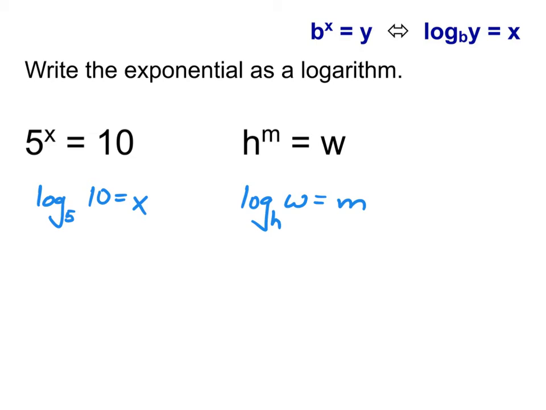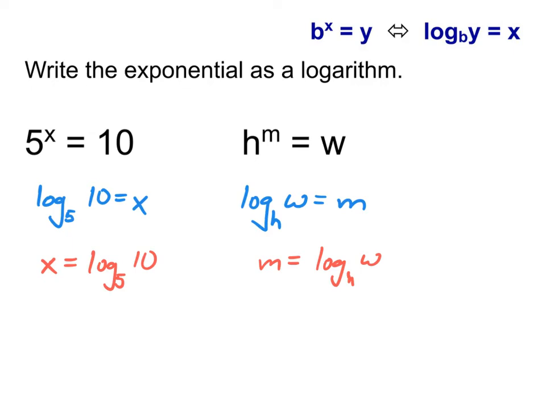And so if instead you had chosen, for instance, for that first one to write x equals log base 5 of 10, that would have been fine. On the second one, if you had written it as m equals log base h of w, that would also be perfectly fine. So there's nothing magical about the left versus the right. All of that is interchangeable because they're equations.